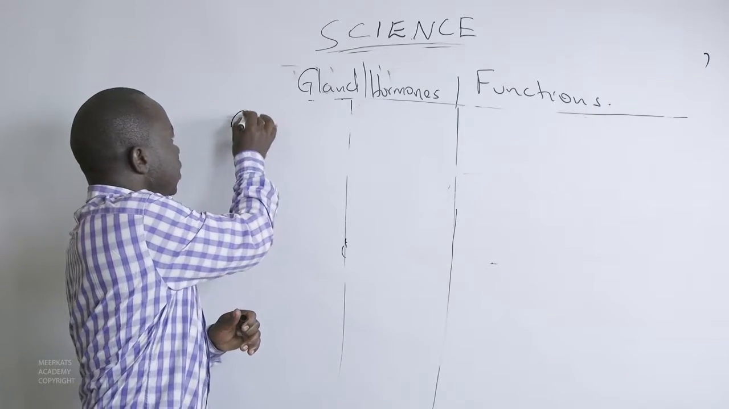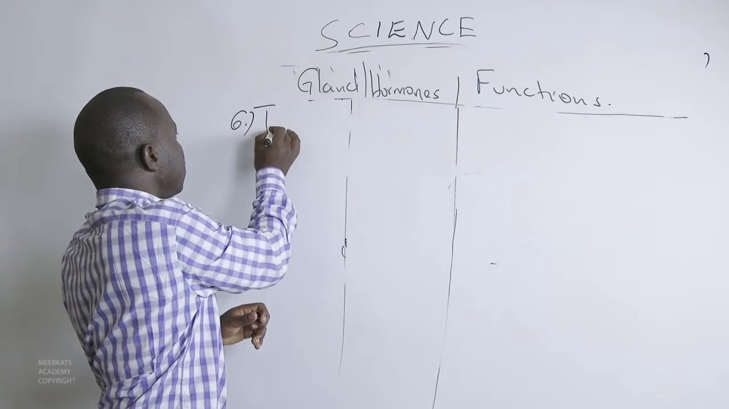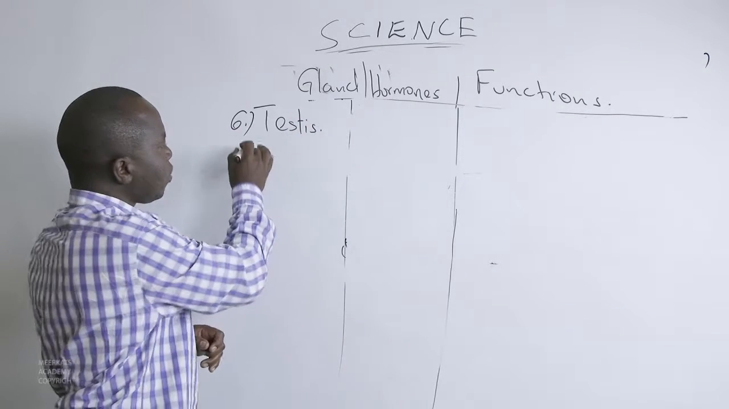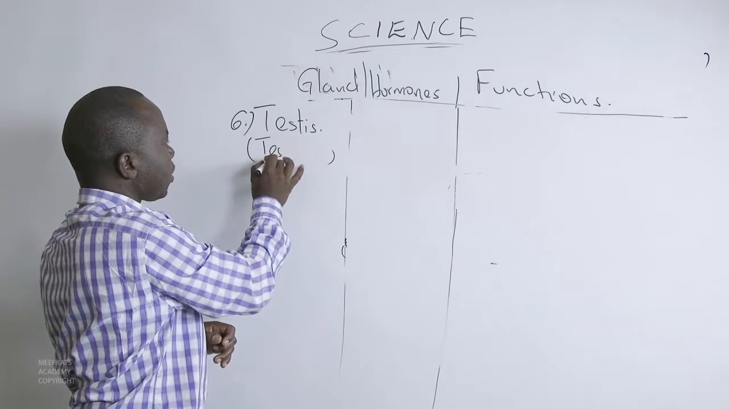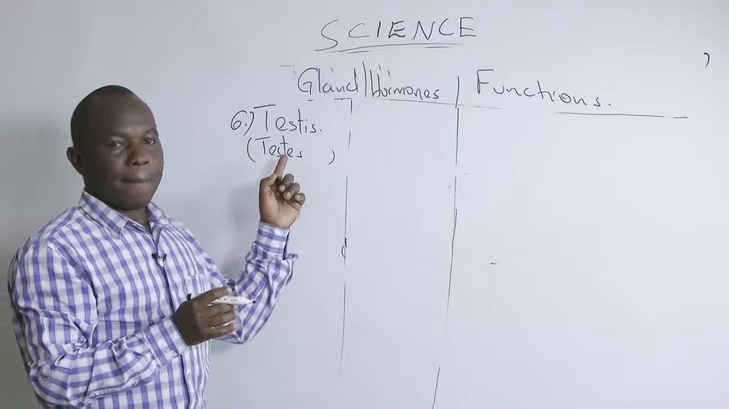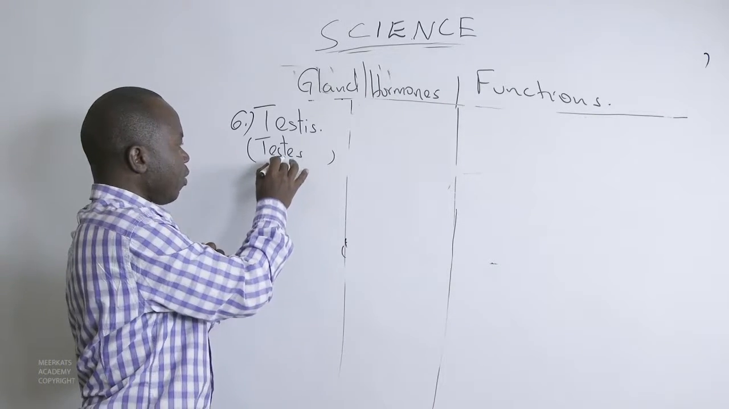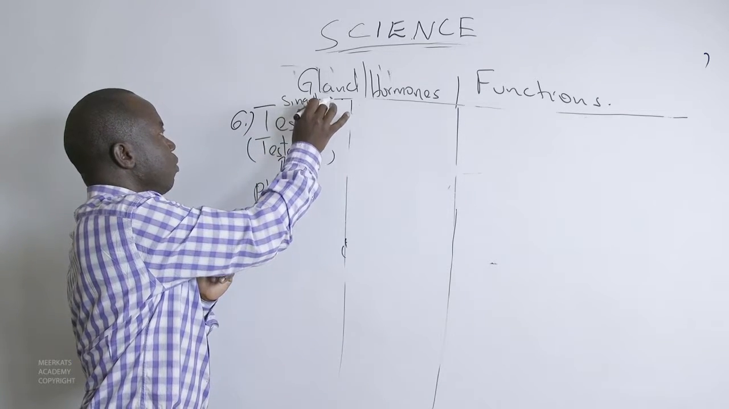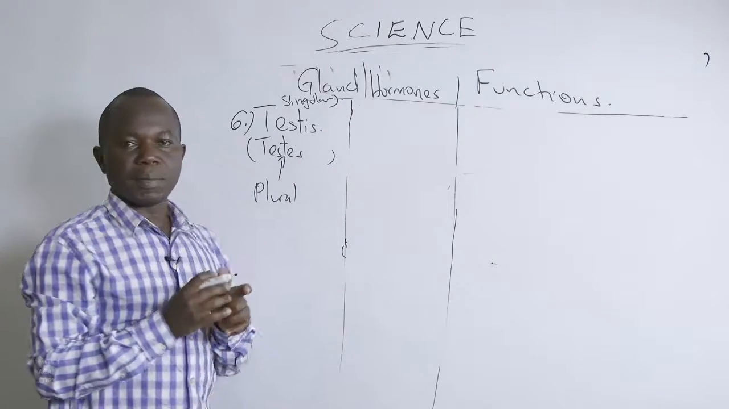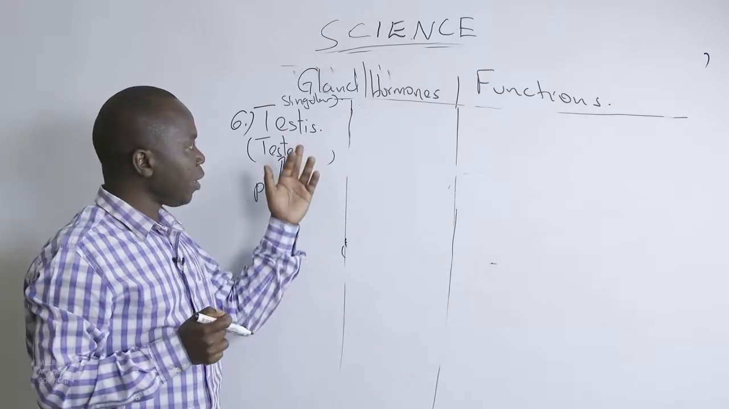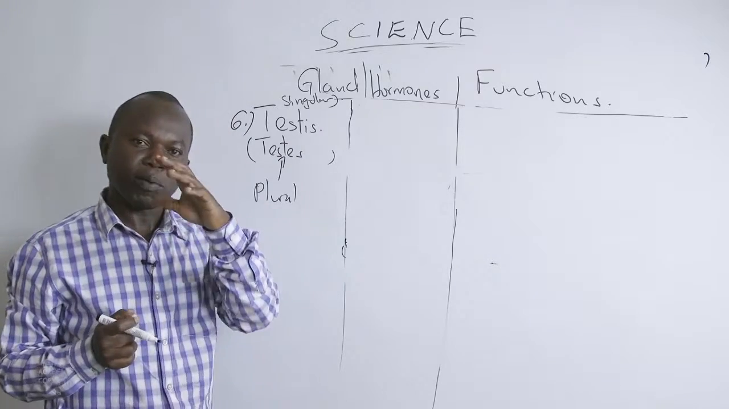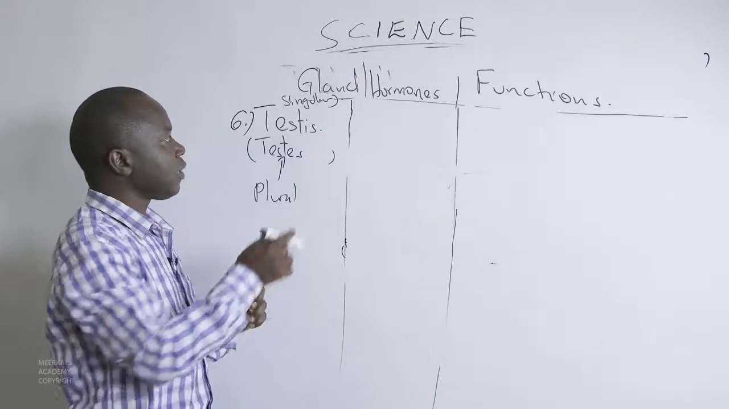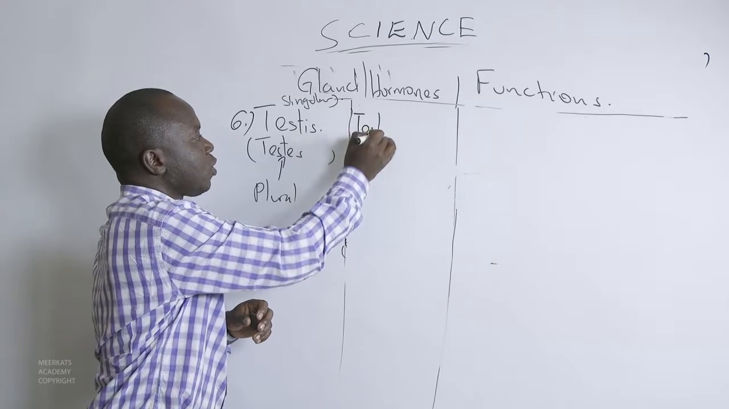Gland number 6, testes. There are two ways to write this, depending on whether there are many, plural form, or singular form. Testes majorly play a role in the reproductive system by producing sperm. But also as an endocrine gland, it secretes a hormone called testosterone.